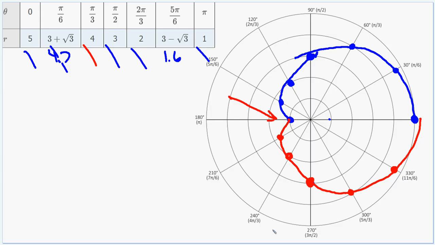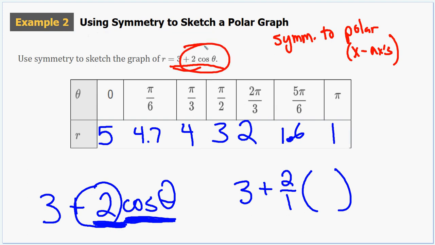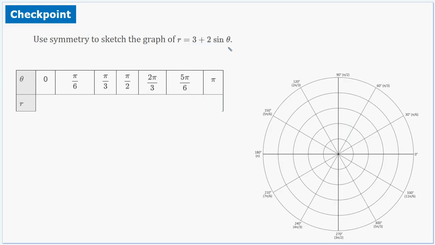All right, symmetry to sketch the graph. Again, when we started here, it was cos, so we had symmetry to the x-axis. I'll give you a clue on the practice one. This is sine, so you're going to have y-axis symmetry. So pause the video and give it a try.